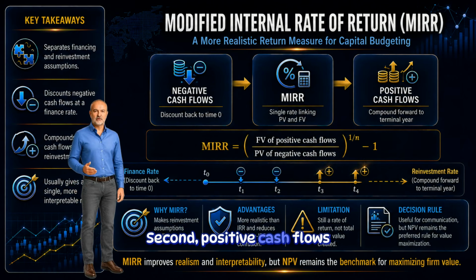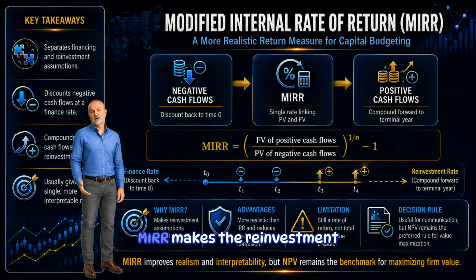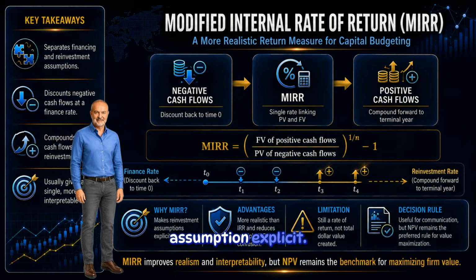Second, positive cash flows are moved forward to the end of the project using a reinvestment rate. This reinvestment rate is often based on the firm's opportunity cost of capital or project required return. Third, MIRR finds the single rate that connects the present value of the negative cash flows with the future value of the positive cash flows. This is powerful because MIRR makes the reinvestment assumption explicit. Instead of implying that interim cash flows are reinvested at an unusually high project return, MIRR allows us to use a more realistic reinvestment rate.